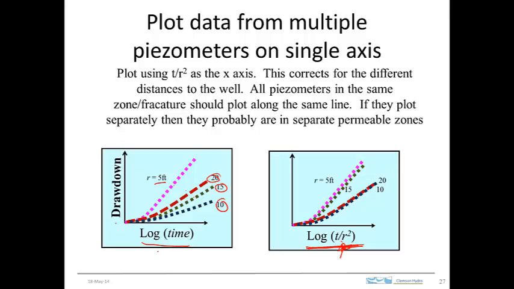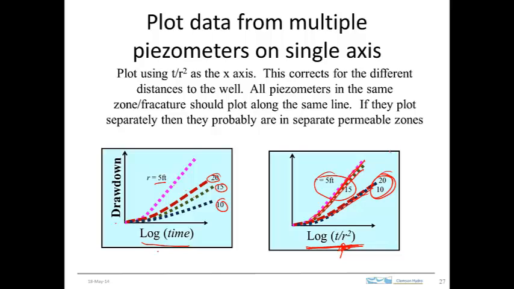And what happens then is that we've got these two curves grouping together, the piezometers that are shown here, and these two that are grouping together. And so what we might infer then is that these two piezometers intersect the same permeable zone, and these two intersect the same permeable zone. Okay, so that's pretty cool because now we can try to get a handle on what the characteristics of these two permeable zones might be.